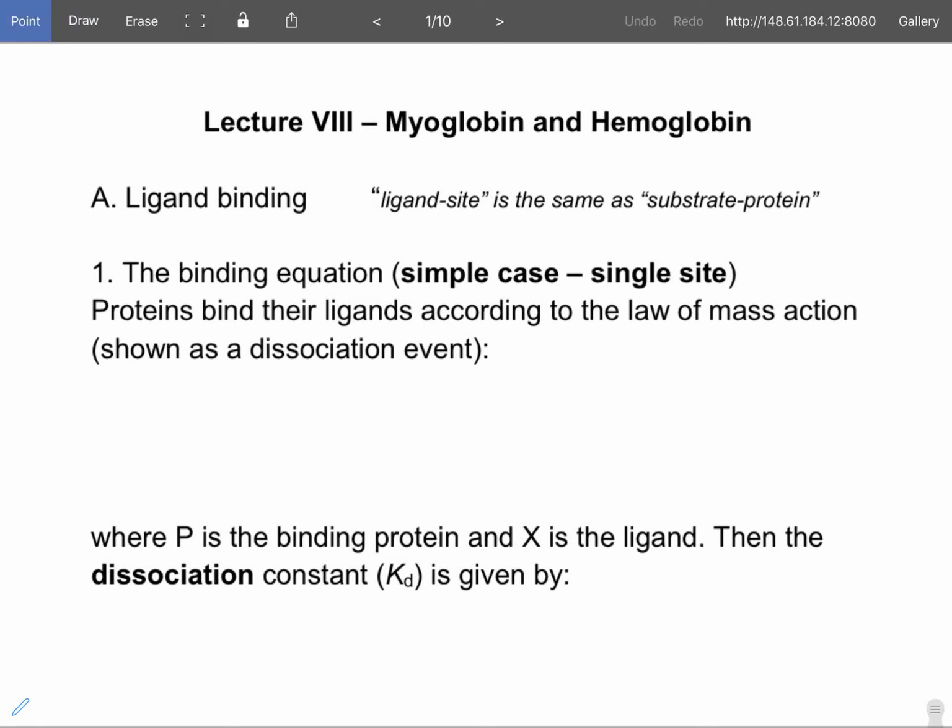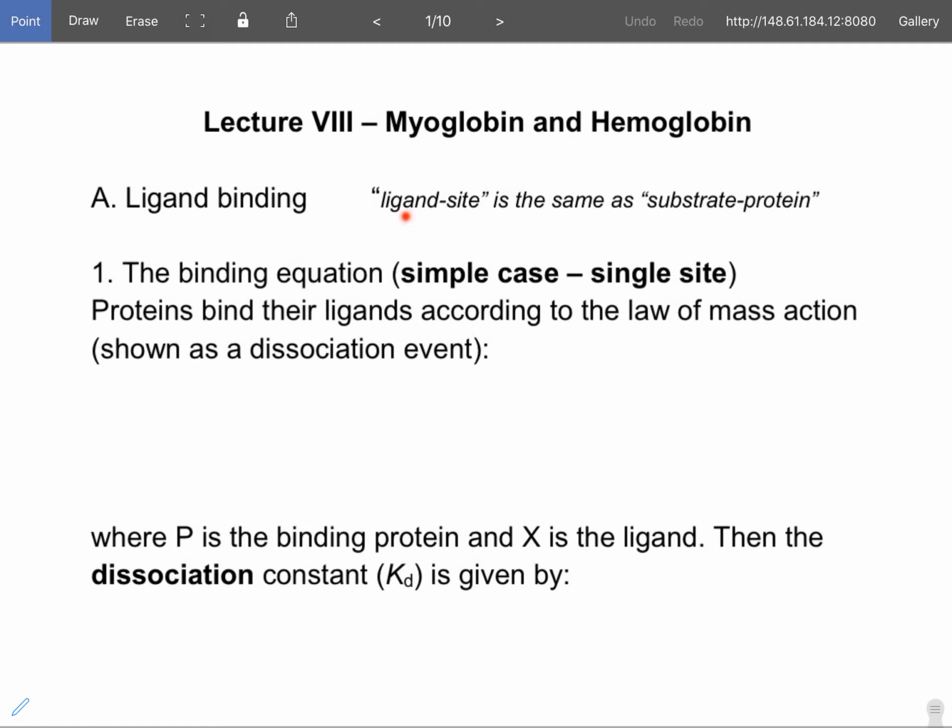In Lecture 8, we're going to explore how myoglobin and hemoglobin are involved in physiology. But before we get to that, we need to understand a few things about ligand binding. Ligand is a term we use in biochemistry. It might mean something a little bit different from folks who have studied inorganic chemistry. Ligand really just means something that's binding to an enzyme or a protein.